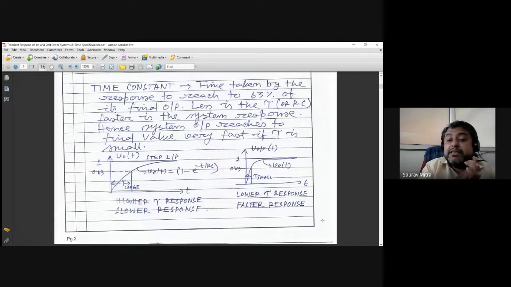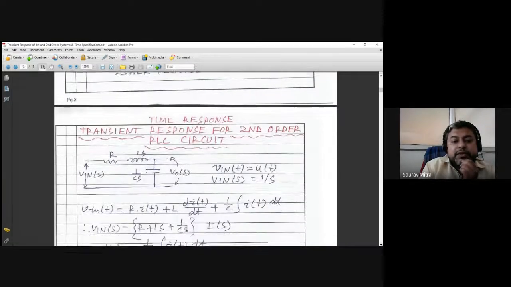So how the capacitor is getting charged, that actually I'm showing it to you. So in this case, the tau value is less. That means the system is very fast. Let us go for the second order system.